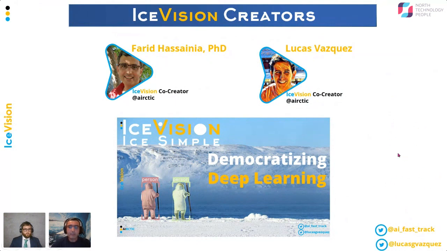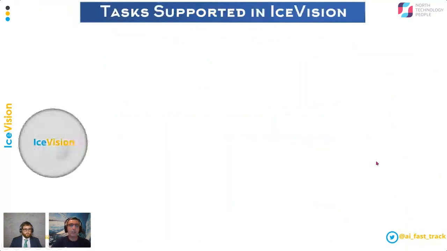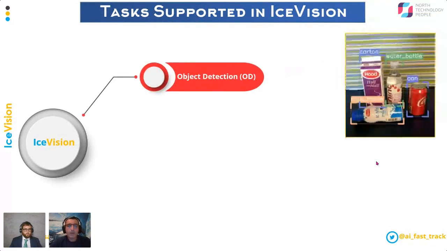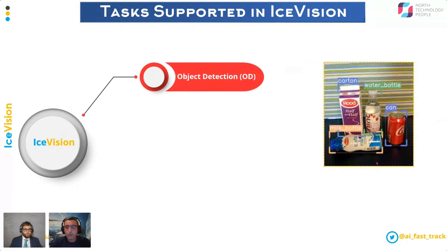So before diving in, I would just like to cover the different tasks that are supported in ICE Vision. Up to now, we are covering object detection. For those who are not familiar with it, it's a bit different from classification. The idea is to detect objects and also assign labels to different objects. Like here, we are using a toy data set called fridge objects.